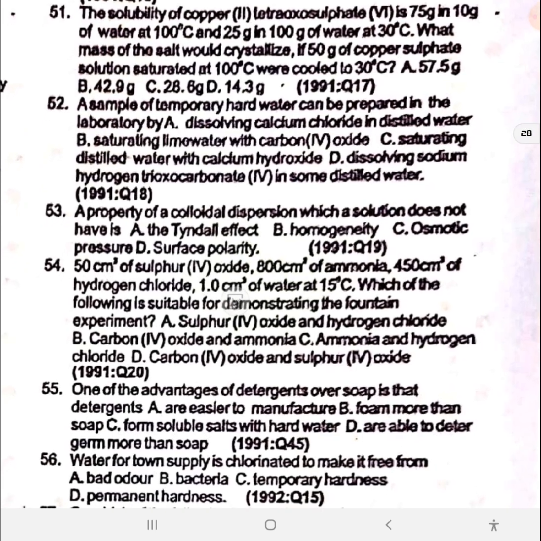Next question 54 has to do with a bit of calculation. 50 cm³ of sulfur dioxide, 800 cm³ of ammonia, and 450 cm³ of hydrogen chloride, in 1 cm³ of water at 15 degrees Celsius. Which of the following is suitable for demonstrating the fountain experiment? Write this one down. NH3, ammonia, and HCl, hydrogen chloride, are used to demonstrate the fountain experiment because they are extremely soluble in water. Jot that down. So 54 is option C. We don't need to drag them again.